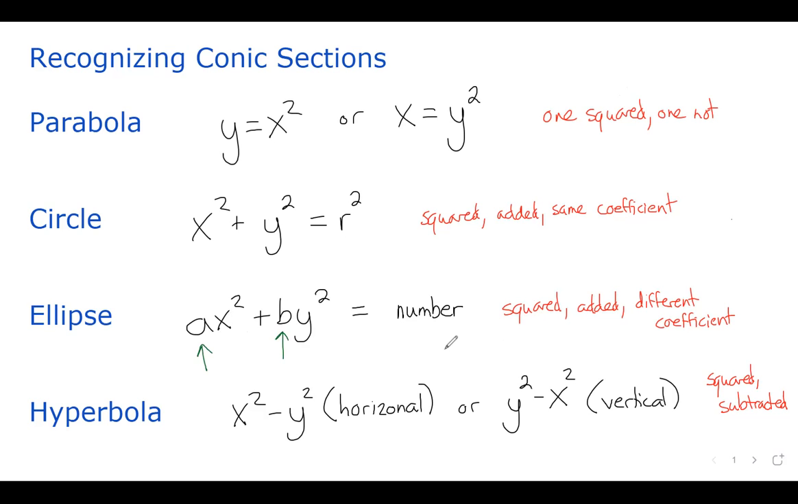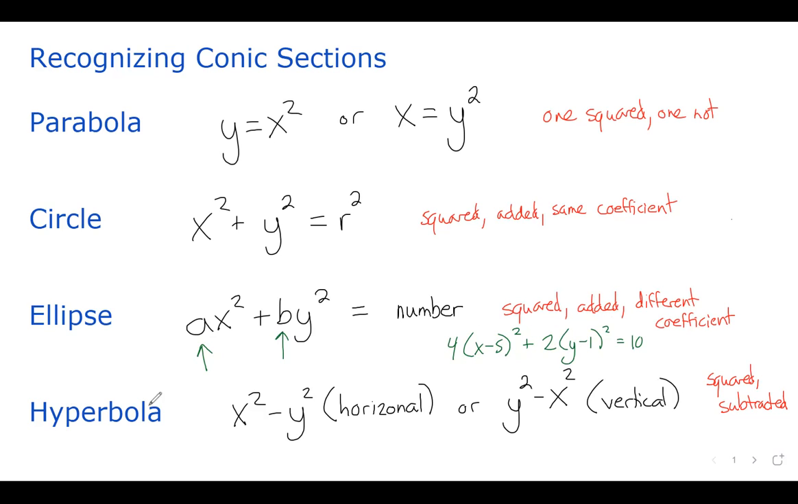So we might have something like 4x minus 5 squared plus 2y minus 1 squared equals whatever. And so you might guess that this would be centered at x equals 5, y equals 1, and that's exactly right. And again, beyond that, we don't need to know exactly how to graph these right now.